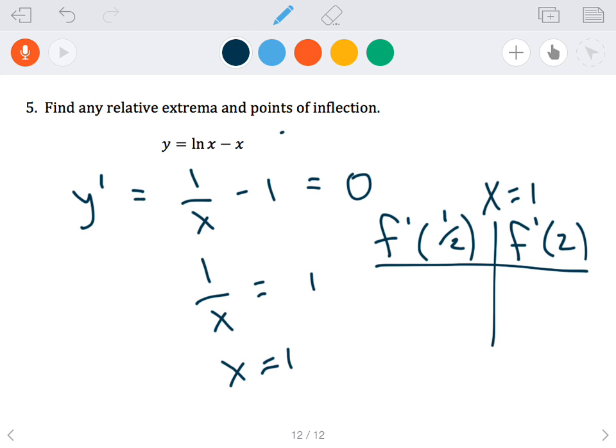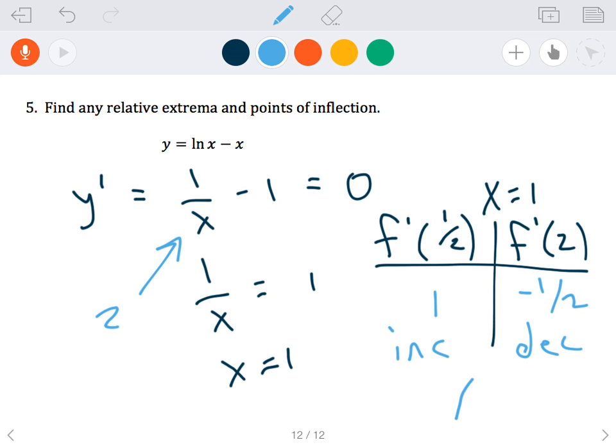If I plug 1/2 into this function, you'll get, let's see, oh no, I'm plugging that into the derivative. Catch my errors there. If I plug 1/2 into this function, I'll get 2 minus 1, which is 1. It's a positive number, so my function is increasing until I get to x equals 1. If I plug 2 into this function, I'll get 1/2 minus 1, which is negative 1/2, and that is decreasing.